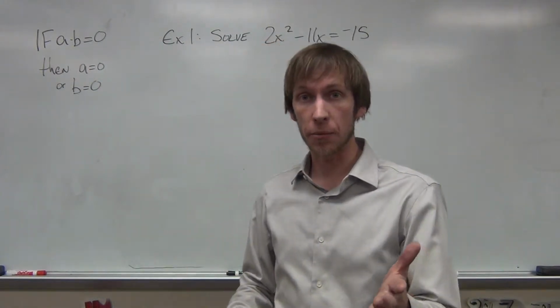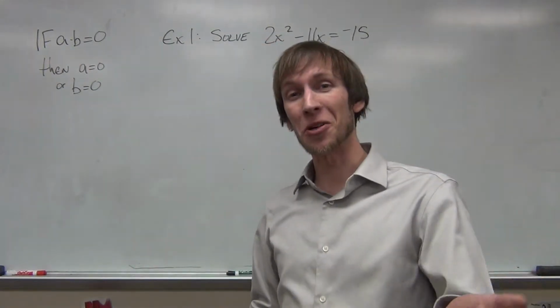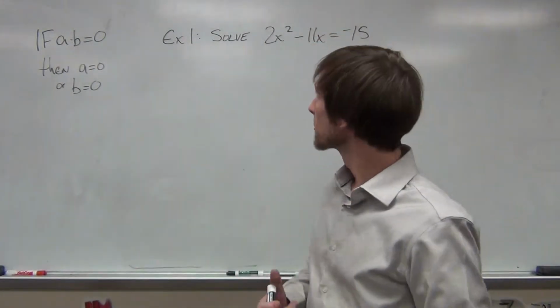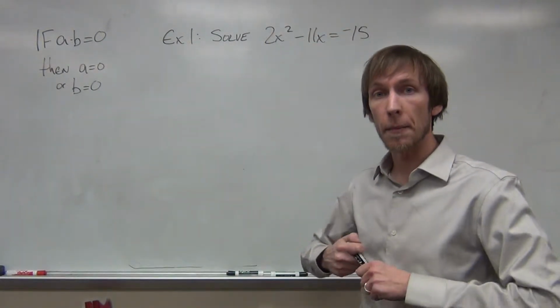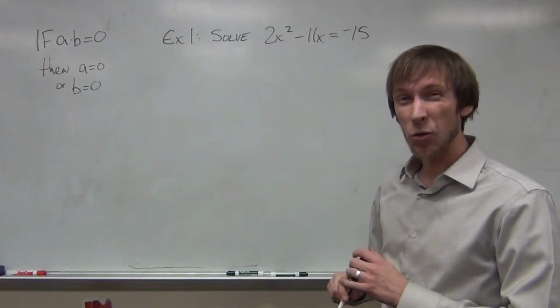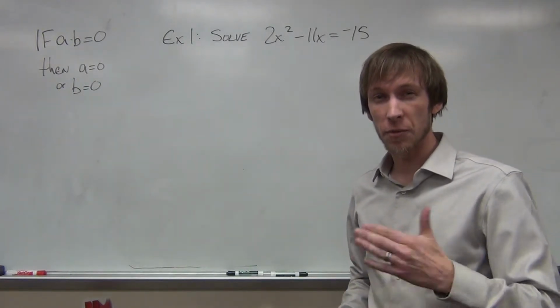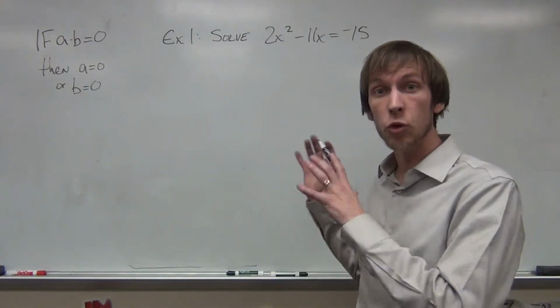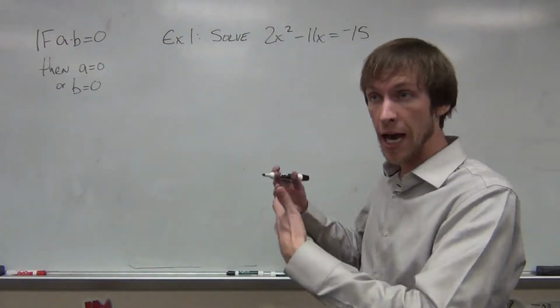So let's look at this example. It's actually straight from your textbook, example 1, so follow along if you'd prefer. 2x squared minus 11x is equal to negative 15. Our first step is to make sure that we're in standard form. So let's move the negative 15 to the other side by adding 15 to both.